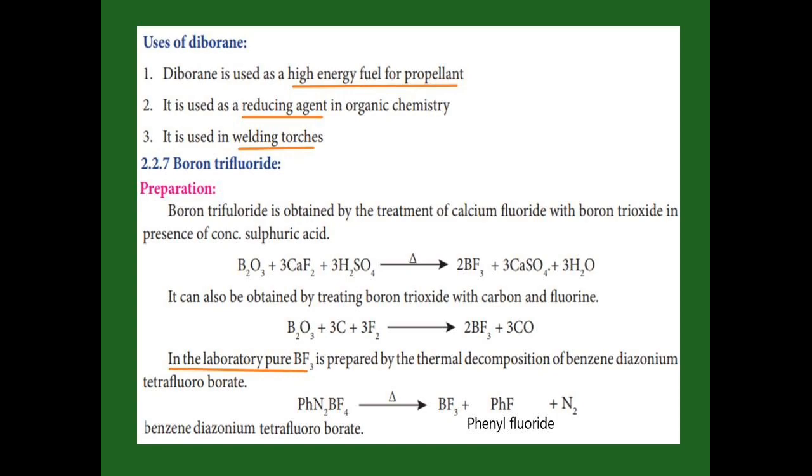The formula is PhN2BF4. On heating, thermal decomposition takes place. What does thermal decomposition mean? With the help of heat, it decomposes into boron trifluoride, phenyl fluoride, plus nitrogen. They are split into 3 compounds, and that is called decomposition.